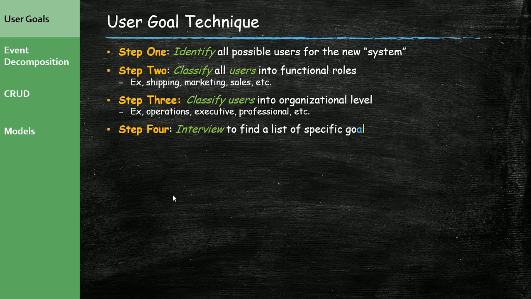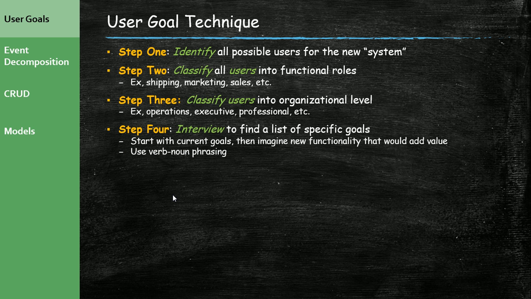And once you do that, the next step is to find the list of specific goals for each one of those user types. So you want to start with their current goals, so what they have to do to get their job done, and then imagine some new functionality that would add value to the system. So it's really kind of brainstorming. And again, we're going to use this verb-noun phrasing. What exactly does that mean? If you remember back from grammar school, we start with a verb, we end with a noun. It's basically verb-noun phrasing. So add a customer, or update order, or produce report. So doing something is basically a verb-noun phrase. All of our use cases should have a label that is a verb-noun phrase.